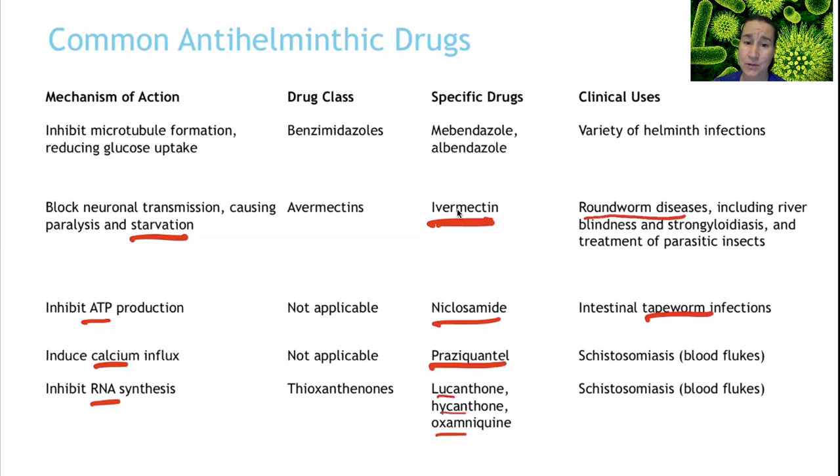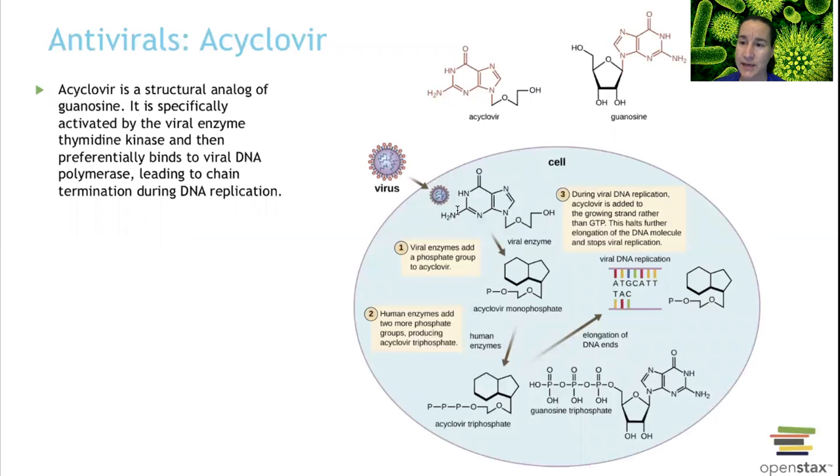Other things that it can also treat: mites and lice, as well as bed bugs, can be treated with ivermectin. What about viruses? We mentioned that Jack, the patient before with PCP, had HIV. So what are some of the things that we can use against viruses?